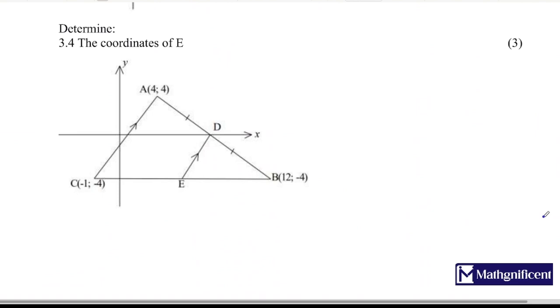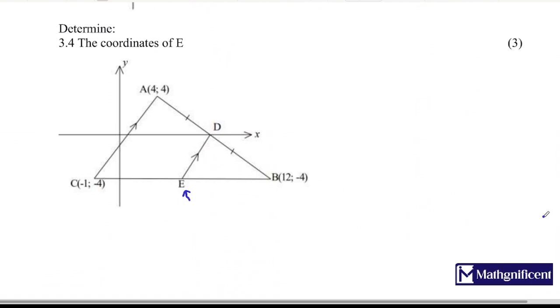Okay, guys, so now we are on to 3.4. It says that we should calculate or determine the coordinates of E. So what do we know? We know that point E belongs in line CB. At the same time, it also belongs in line DE, right? There are about 2 methods that I can think of to do this. We are going to start with the one that uses the midpoint theorem.